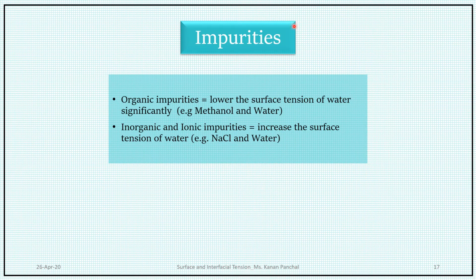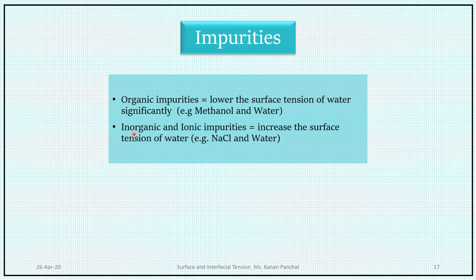Now, what is going to be the effect of impurities on surface tension? If you have organic impurities, they are going to lower the surface tension. That is because these organic impurities tend to go to the interface, that is, the water-air interface. And the force of adhesion between these organic impurities and water is very high. Hence, it will cause lowering of surface tension.